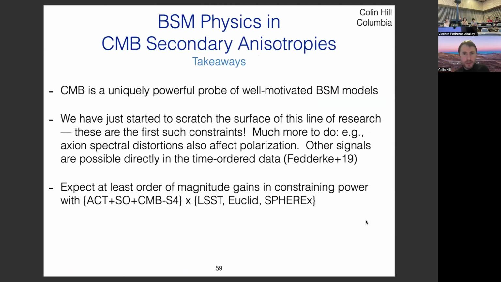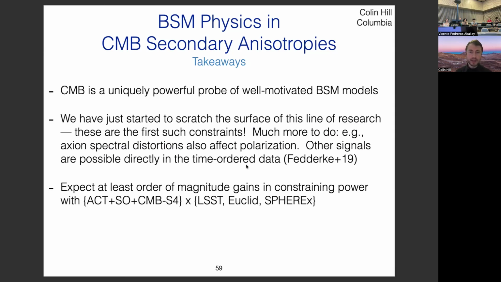So let me just finish this chunk of the talk, and then I'll start to wrap up with a quick overview at the end. I think these secondary anisotropy signals are really cool. These are the first observational analyses of these particular BSM signatures in the CMB. Really just starting to scratch the surface. For example, in the axion case, there are some really cool signals in polarization that we haven't yet started to look into. And people have thought of very clever signatures that could also exist in the time ordered data stream of a CMB experiment, which we haven't looked at yet with ACT, for example.